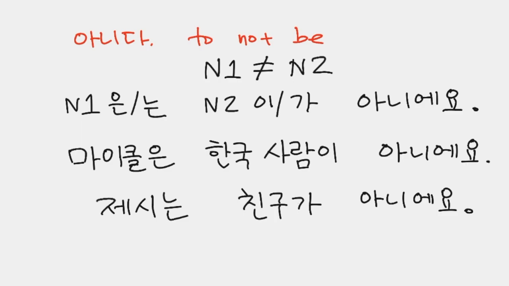So 제시는, we know the topic particle is 는 because Jesse ends in a vowel. And 친구 is a friend, but 구 ends in a vowel. So for the subject particle we use 가, 친구가. And then 아니에요 is not. Jesse is not my friend. But if you want to say not my friend literally, yes, you can. We're gonna learn those next time.